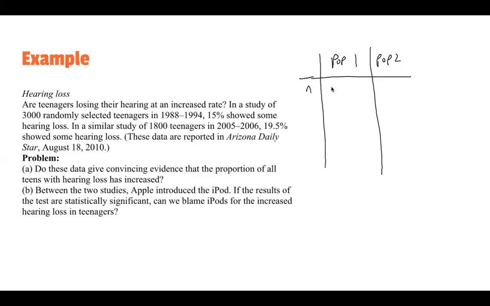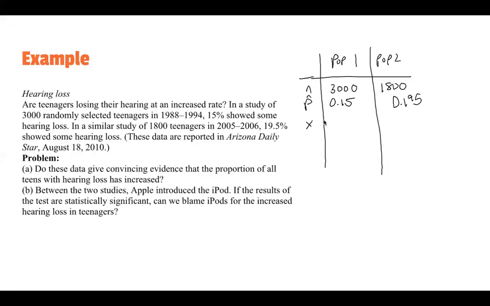The sample size is going to be 3,000 for the first population, 1,800 for the second. Now, the proportion is going to be 0.15 and 0.195. Now, what does that make the X values? X meaning the number of successes. In this case, hearing loss isn't really a success you would celebrate, but that's the statistics terminology. You would just multiply the proportion by the sample size.